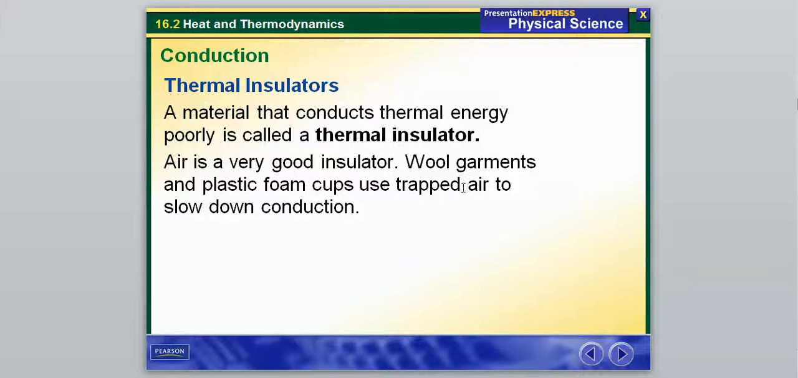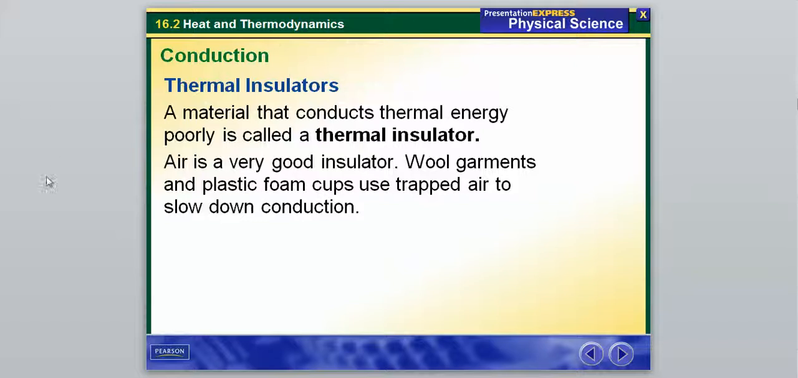And air is a very good insulator. Wool garments and plastic foam cups use trapped air to slow down conduction. So styrofoam is kind of a cool example here. One of the reasons why styrofoam cups don't heat up when you put hot coffee in them is because there's actually trapped air pockets everywhere throughout the styrofoam, and air is a poor conductor, I'm sorry, a good insulator, so therefore it's going to keep that heat trapped in there. It's not going to transfer it through into your hands.